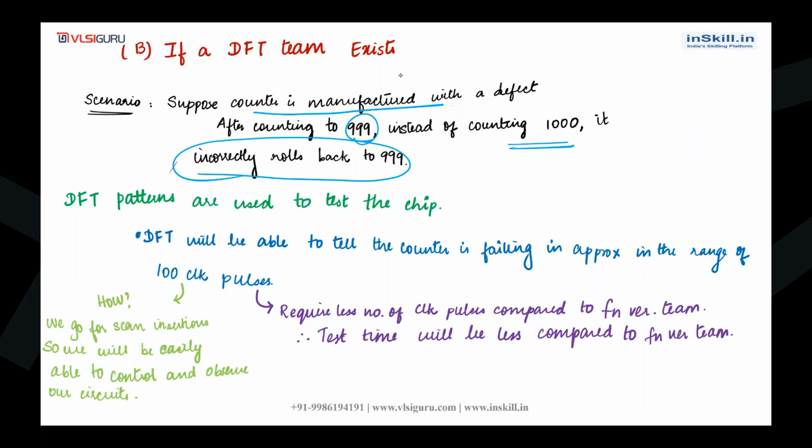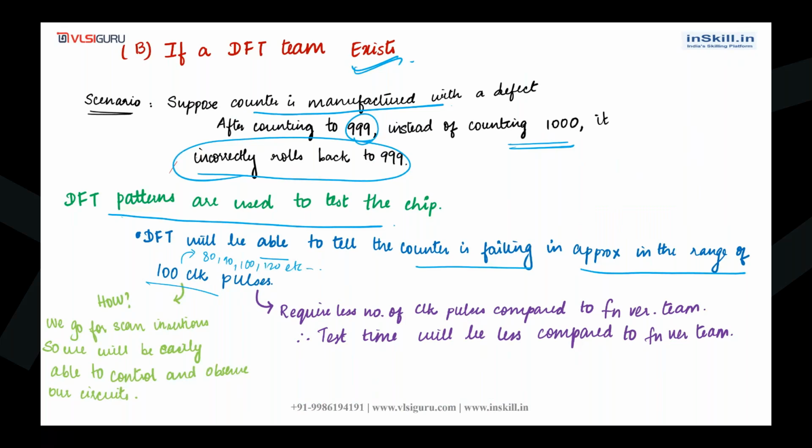Now we'll try to understand what will happen if a DFT team exists. If a DFT team exists, DFT patterns are used to test the chip. With DFT, we will be able to tell that the counter is failing approximately in the range of 100 clock pulses. A range of 100 clock pulses means somewhere around 80, 90, 100, 120, etc.